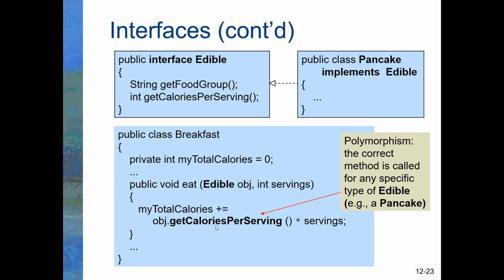So it's really cool. I passed in pancakes and 4, so it's going to take my getCaloriesPerServing for Pancake, multiply it by 4 to get my calories, and add it to my total calories. And now I can pass in a pizza next and do 2 and do the same thing. And I pass hot dogs and so forth on down the line. So it makes this very flexible. obj becomes very flexible. It can point to a whole bunch of different types of objects that are all related to each other.